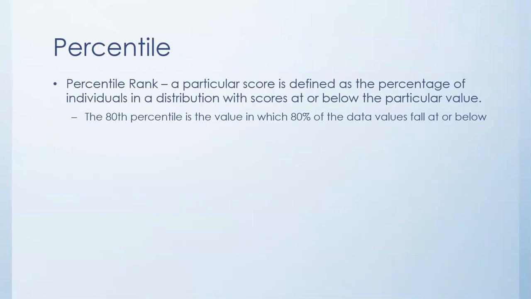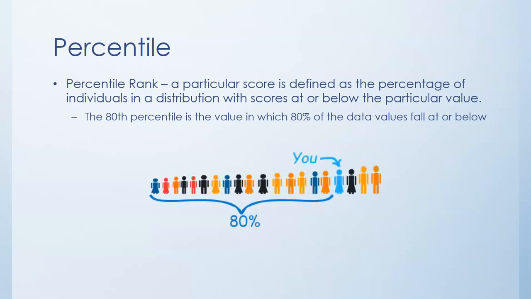Okay, so now let's look at percentile. Percentile rank is a particular score defined as the percentage of individuals in a distribution that score at or below that particular value. So the 80th percentile is the value at or below which 80% of the data falls. For instance, if you're in the 80th percentile, that means 80% of the people who were surveyed or took whatever exam fell below where you are.